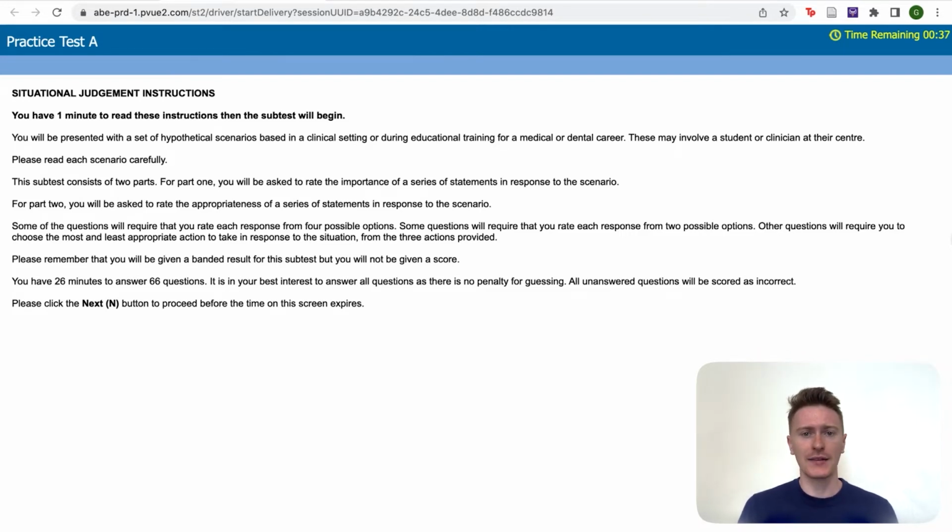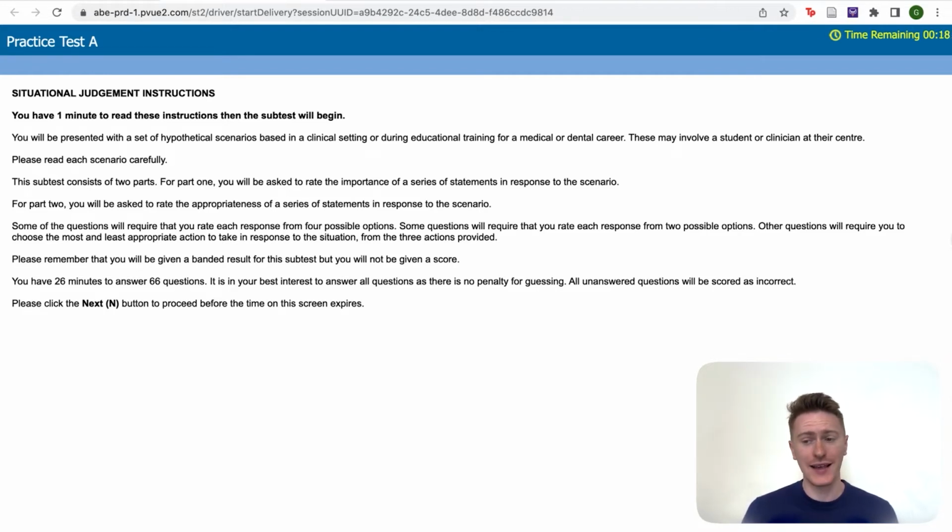So here we're about to start the situational judgment section of the test. We'll be going through a walkthrough, so this is the first time that I've seen the test. I may get some questions wrong, I may get them right, or hopefully I get them right, and I'll be talking through my rationale as much as I can while the clock is ticking.